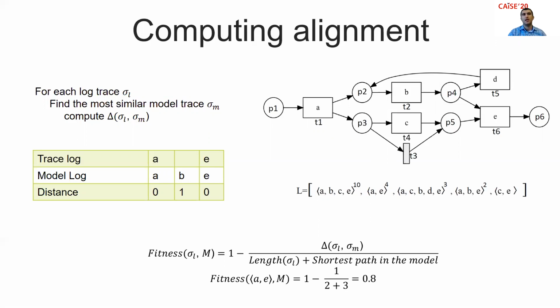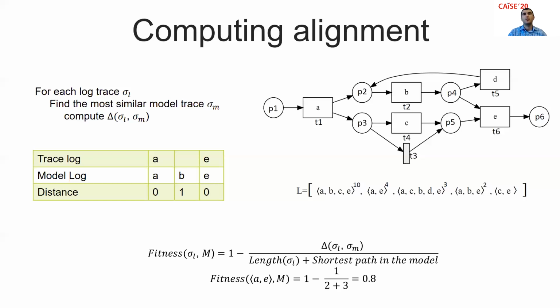To find the most similar model trace and also to compute their distance, we can use different measures. Here we use an adapted version of the Levenshtein distance, which we call edit distance. It simply measures the minimum number of insertions and deletions required to transform one trace into another trace. For example, suppose that we want to compute the alignment cost for log trace AE with this model. The most similar model trace to AE is ABE. We can transform AE to ABE by inserting B between A and E. Therefore, the distance between them is 1.